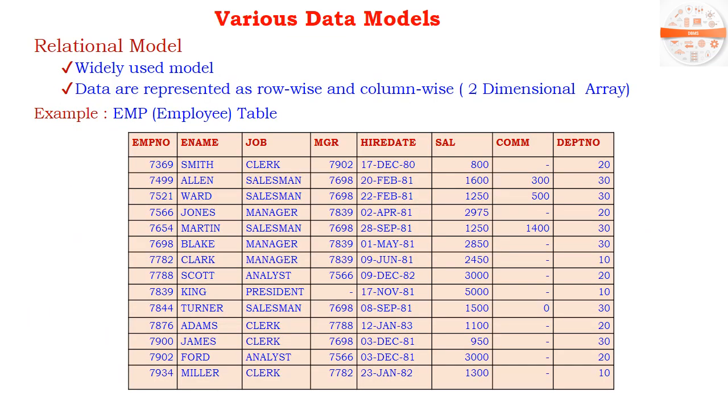The next model, relational model. Widely used model, data are represented row-wise and column-wise. It means everything is represented in a two-dimensional array, that is a table. For example, consider an employee table. So this employee table consists of a number of columns and a number of rows.